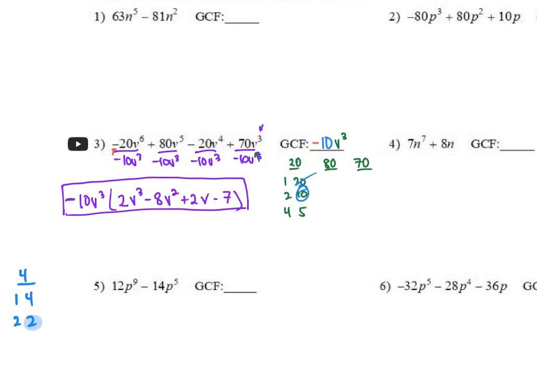To check our final answer, we're just going to check negative 10 times 2 is negative 20. V cubed is v to the sixth. Negative 10 times negative 8, positive 80. V to the third times v squared is v to the fifth. Negative 10 times positive 2, negative 20. V cubed and v is v to the fourth. Negative 10 times negative 7 is positive 70. And then we have v cubed. All right, since that all checks out, we know that that is the correct answer.